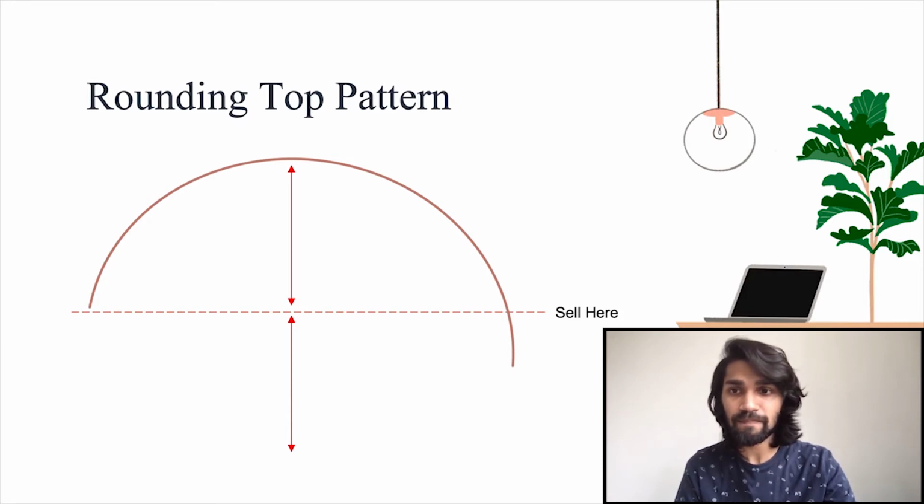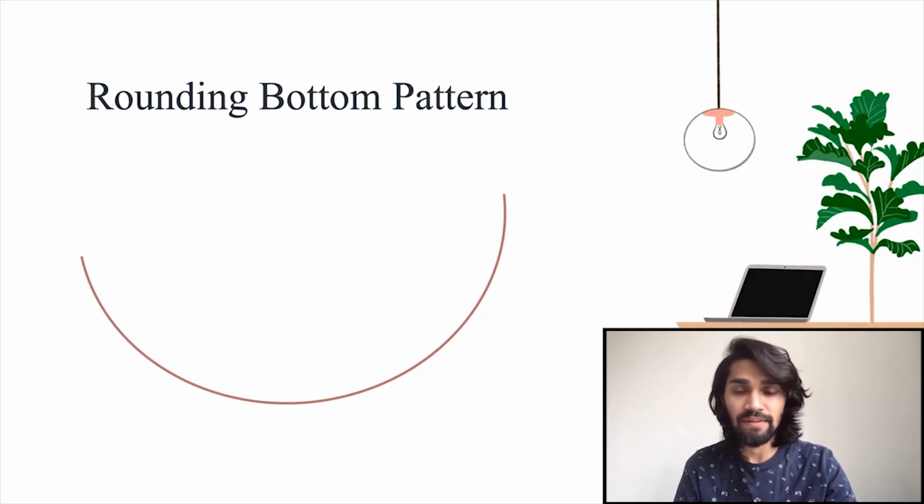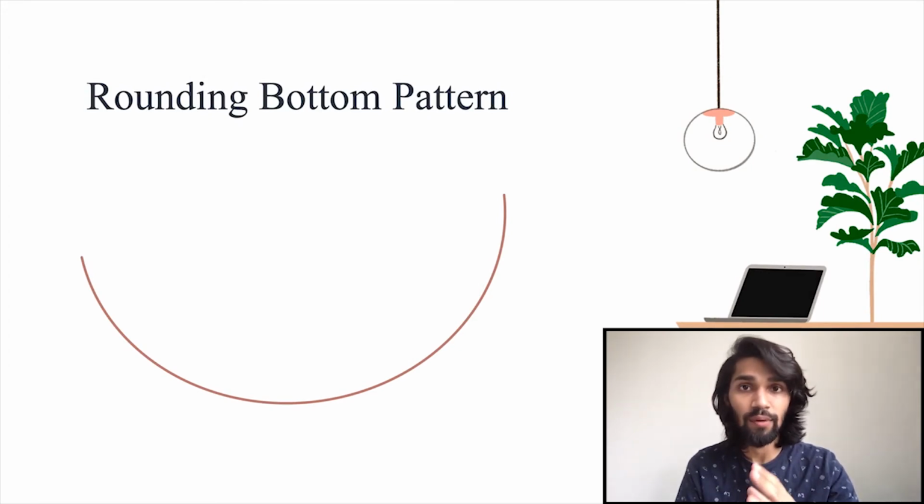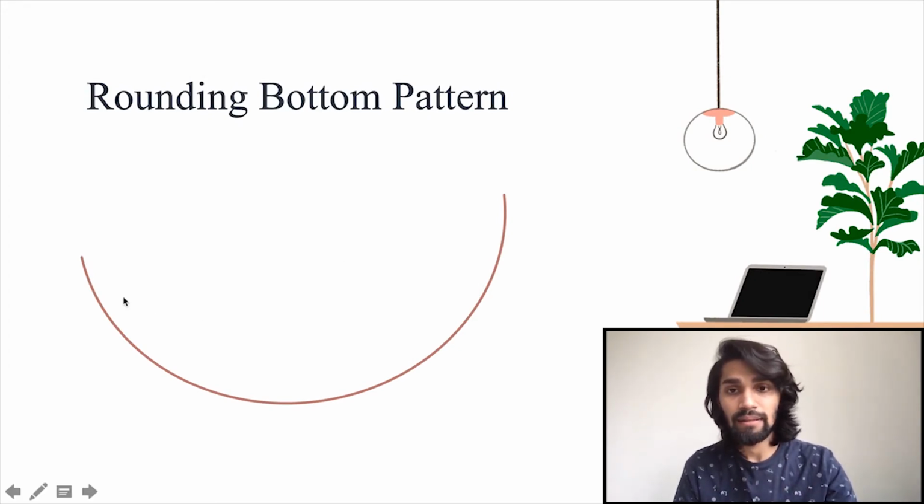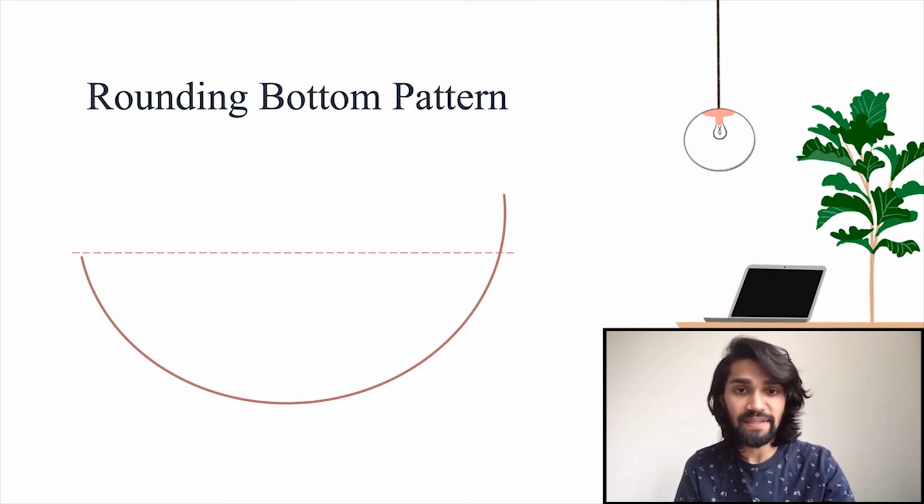The next chart pattern is the opposite of the rounding top pattern, called the rounding bottom pattern. Here the price starts going down slowly and then it starts coming upwards such that it forms a semicircle, and then it breaks the semicircle, or you can say breaks the neckline. Then you should buy here or enter the trade.